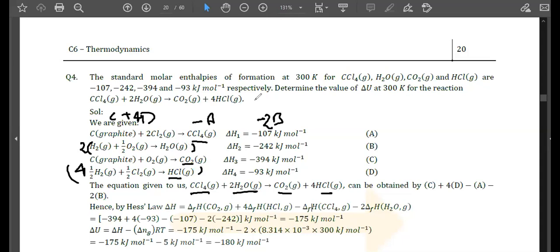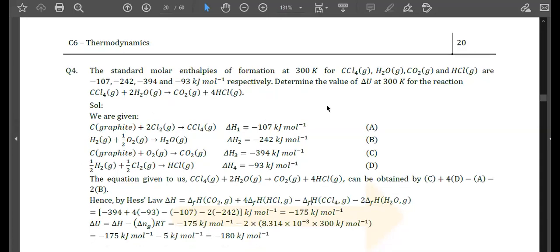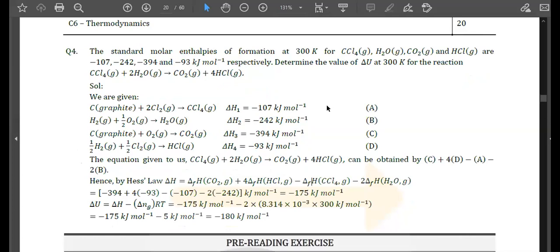Everyone, you just have to add it using Hess's law. I hope all of you understood the concept. Yes or no? Tell me, everyone. Did all of you understand how to apply Hess's law? Just raise your hand. Very good, everyone. I'm requesting again and again: when you practice, only then will you learn the concepts. Doesn't matter how easy it is.